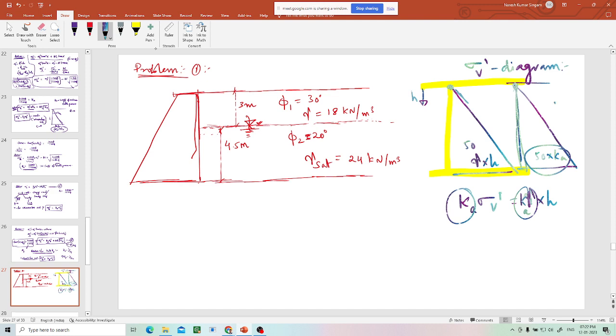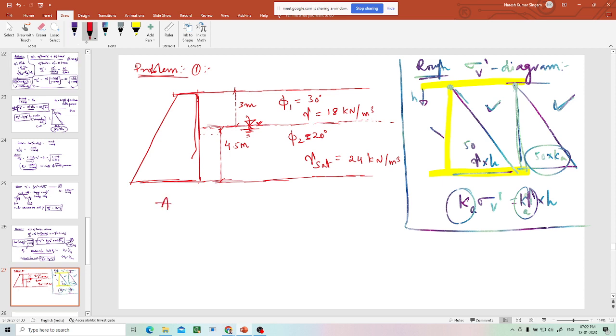Now this is just the concept. Now we will enter into the main problem. Keep this, it is just a rough idea. Now we have to divide into layers and calculate according to the layers. What is the question? The question is about active earth pressure. You have to find out the active earth pressure.